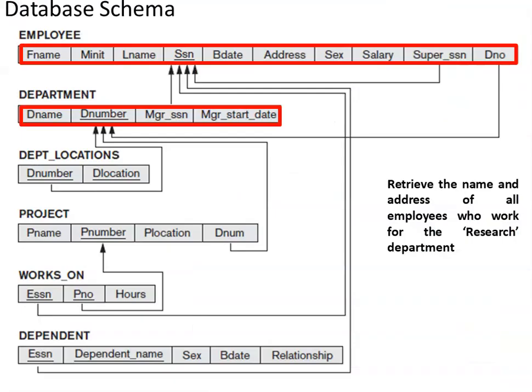We'll look at the first query. This query says, retrieve the name and address of all employees who work for the research department. Retrieve the name and address of all employees: this data you will get in the employees table. Here the name of the department is given, and the department name you will find in the department relation. So you require the department relation and the employee relation to get what is asked for.